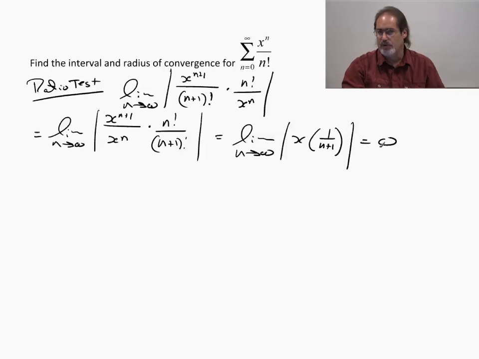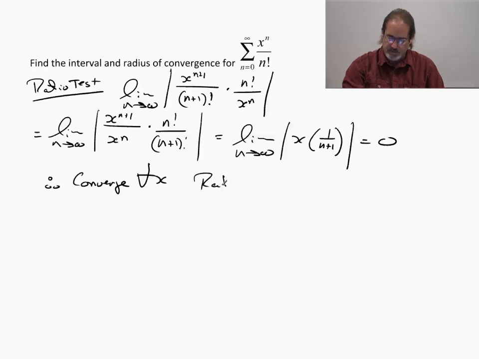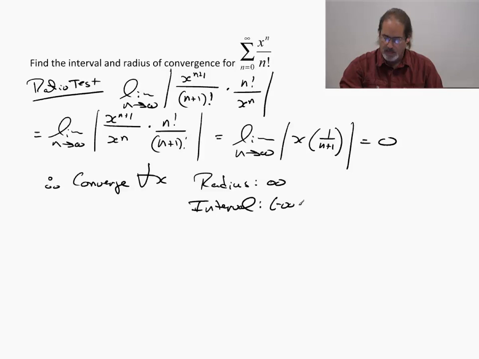So because it's 0, there are no x's involved. Therefore, this will converge for all x, assuming, of course, x is a real number. That means that the radius of convergence is infinite, and the interval of convergence is also infinite.